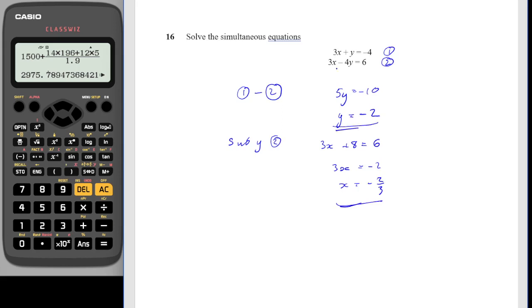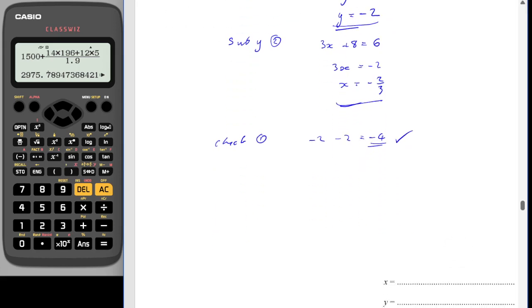Okay, I'm going to do a very quick check with the equation that I didn't use here. So I'm going to check with equation 1. So 3 lots of x would be 3 times minus 2/3, which is minus 2, plus y, so minus 2, and that is equal to minus 4, which is what it's supposed to be. So we know that we've got that one right. So x is going to be minus 2/3 and y is going to be minus 2.